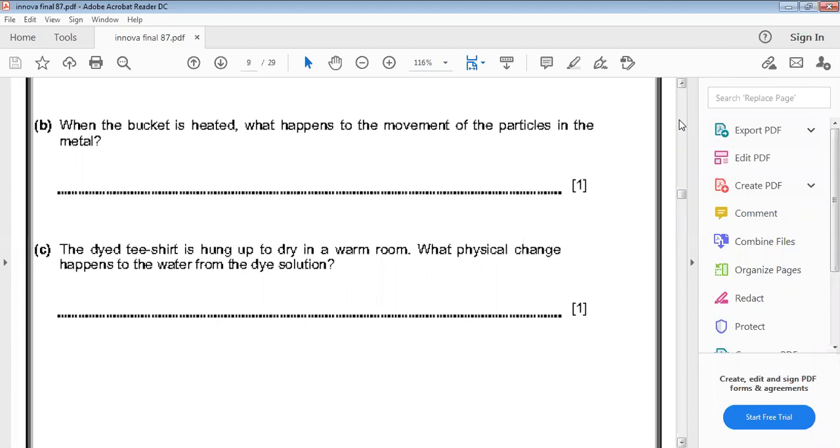Okay, the last question, which is C. The dyed T-shirt is hung up to dry in a warm room. What physical change happens to the water from the dye solution? Melting, evaporation, condensation? The water from the dye solution. The dyed T-shirt is hung up in the warm room. What happened?